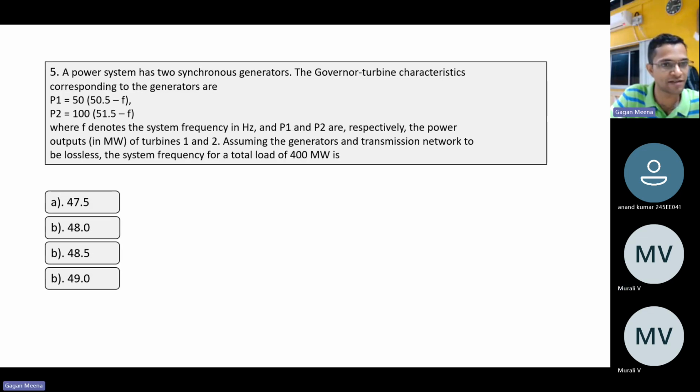Now this is the second question. P1 plus P2 is given as 400 megawatt. From that you will get F. This is very simple, right? This is similar to the question which is there in the assignment also. So, what is the answer? Calculate.